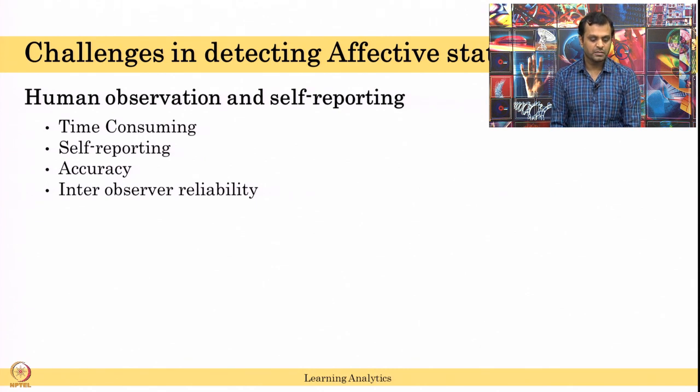And when you do human observation, the main thing is to please do the inter-rater or inter-observer reliability, that is Cohen's kappa, and make sure you get more than 0.8. That is not easy; training the human observers needs more time and more training.